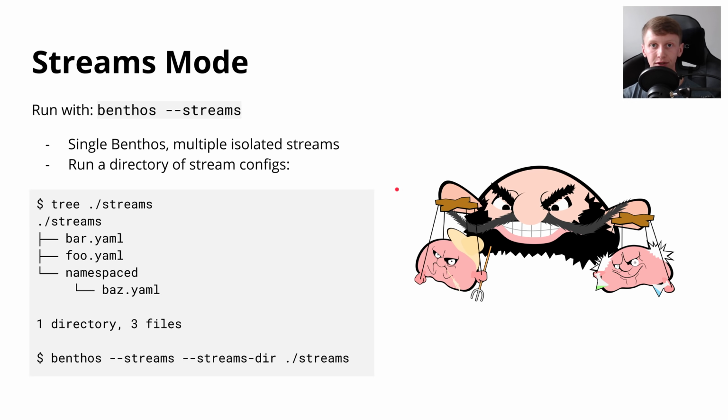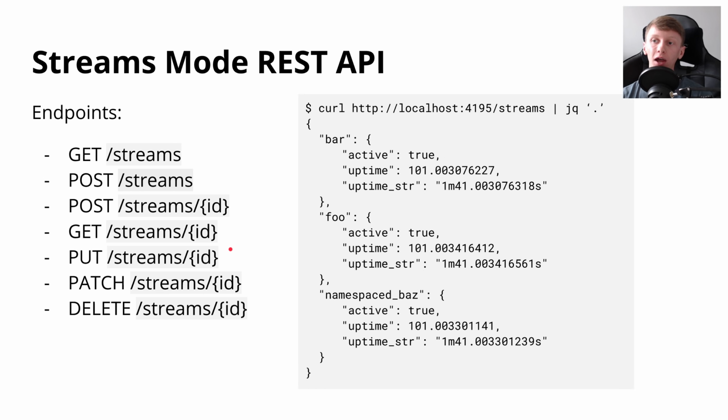And everything I've described so far has been one continuous stream of data. So even if you have multiple inputs and multiple outputs, it's one flow. Now, for the most part, I think that's what people usually want. But you can run Benthos in streams mode, and that allows you to have multiple isolated streams all in the same process. And this is pretty cool because you can either point it to a static directory of config files and it will just walk the directory tree and find all the configs you put in there. Each one will become a stream, or, well, you can use a REST API.